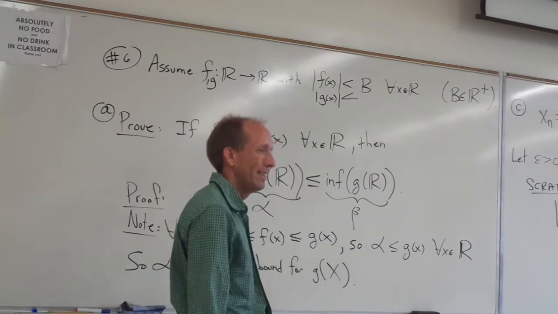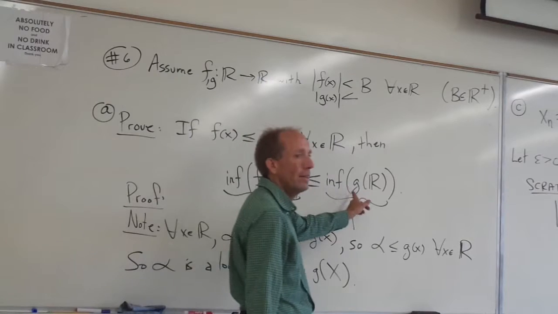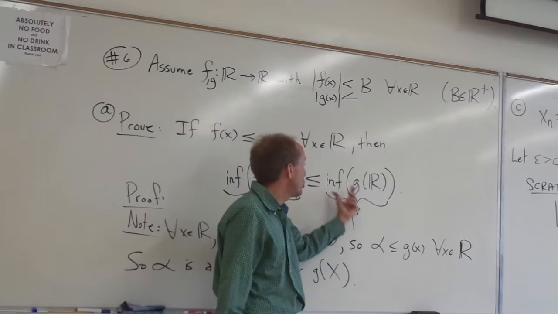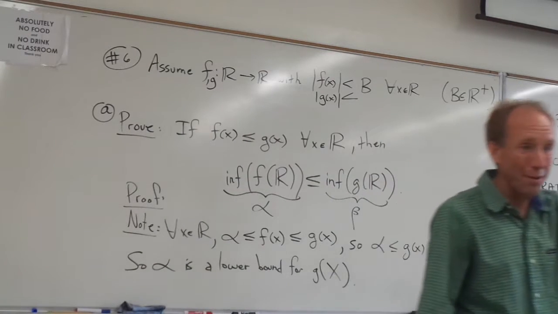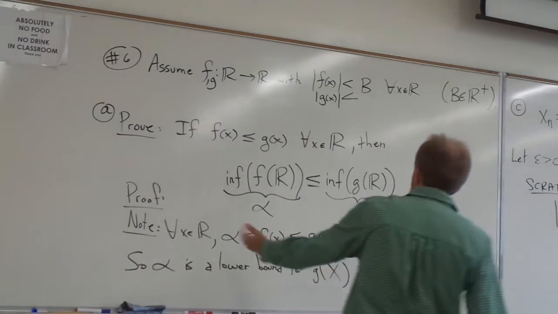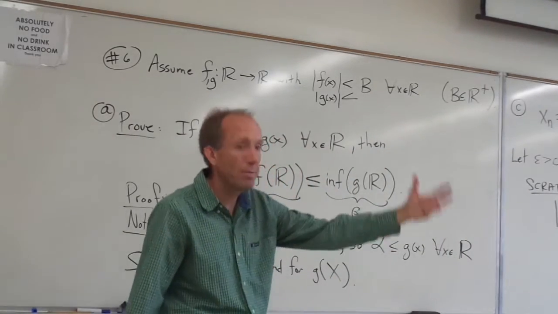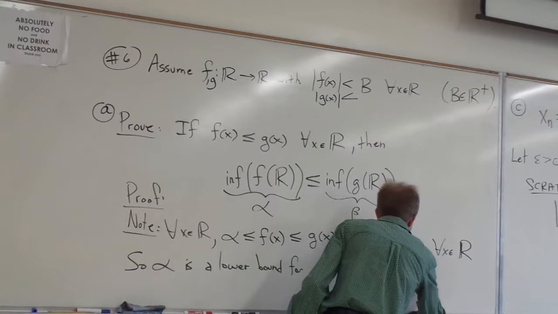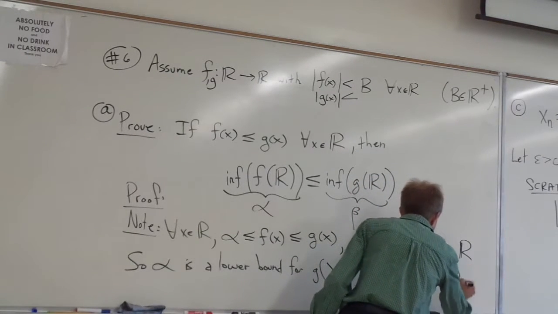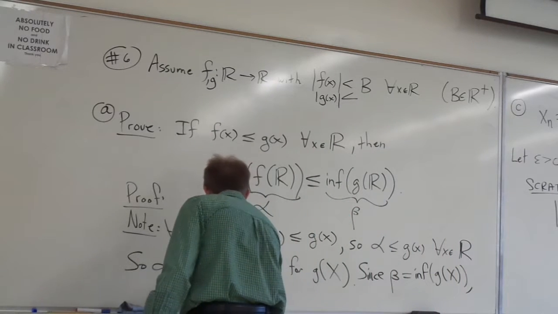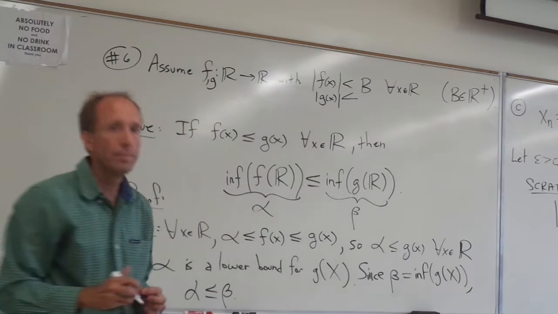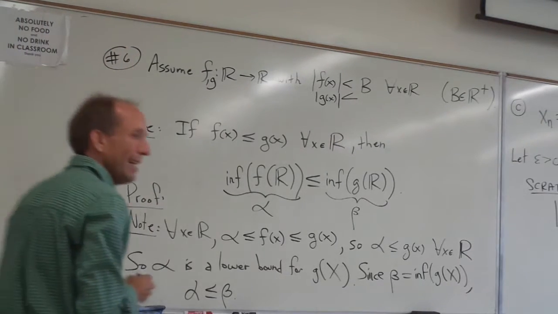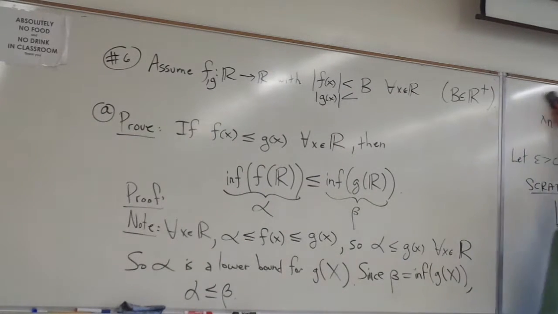Because beta is the infimum of g of x. It's greater than all the other lower bounds. Correct. Beta is the greatest lower bound of g of capital X. Alpha is some other lower bound, so then alpha has to be the smaller one. Okay, so since beta is equal to the infimum of g of x, alpha is less than or equal to beta. Yeah, that's the way to finish the proof. Okay? Wonderful. So that's not so hard.